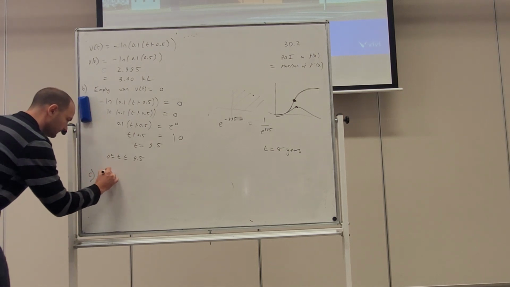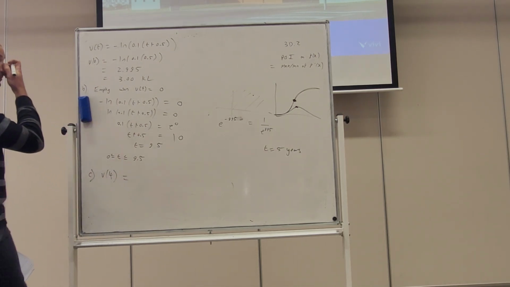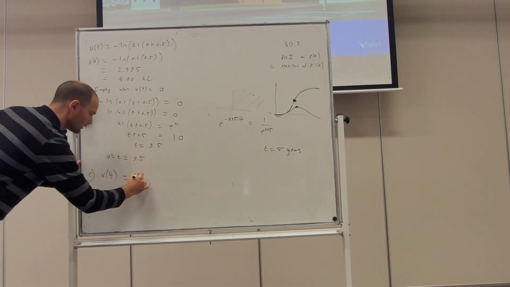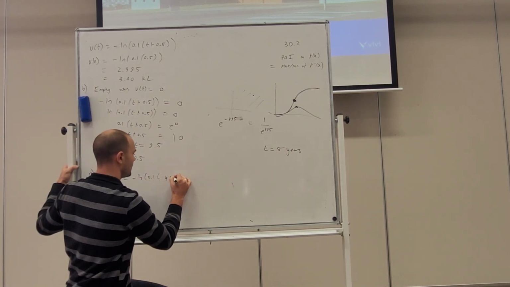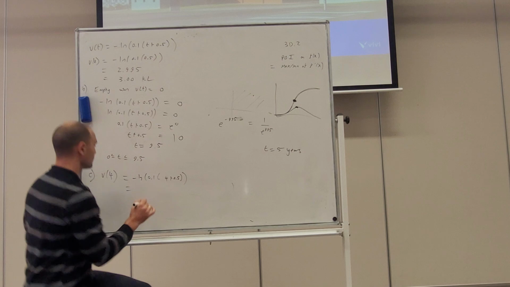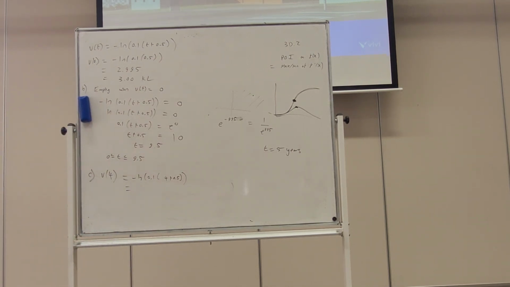This just means V of 4. So we'll put the number 4 into our equation here: minus ln 0.1 times 4 plus 0.5. And we'll evaluate that in a moment.